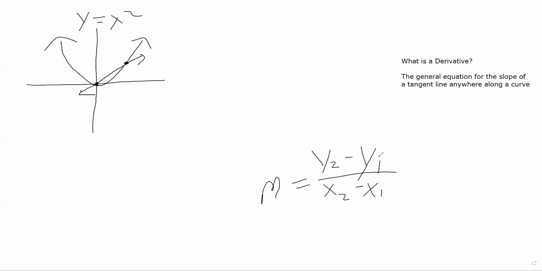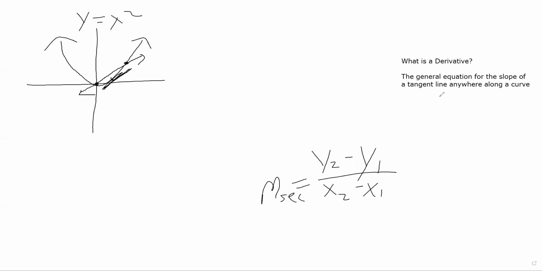The only problem is that if you look back at the definition for a derivative, it's not asking for a line that passes through 2 points. That's actually a secant line. So a line that passes through 2 points is a secant line. It's looking for a tangent line. And what is a tangent line? It's a line that passes through 1 point.